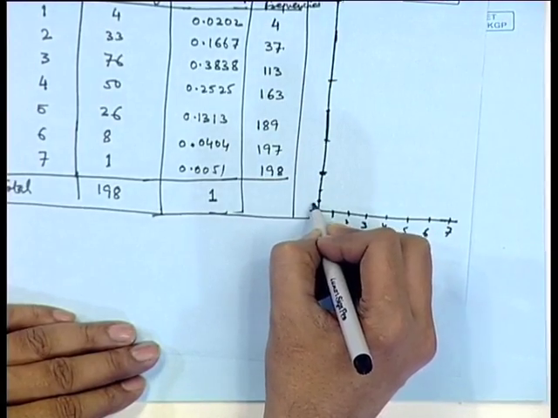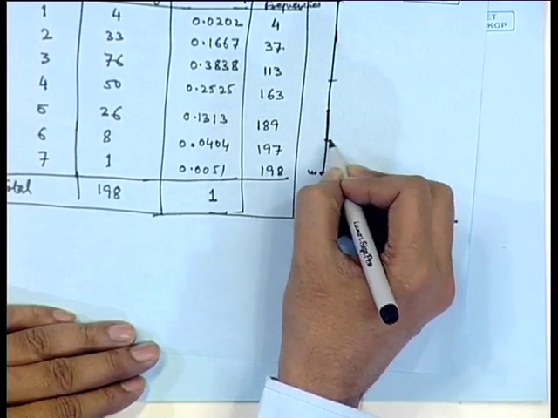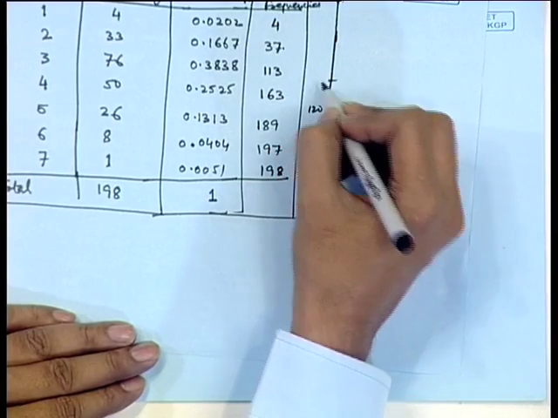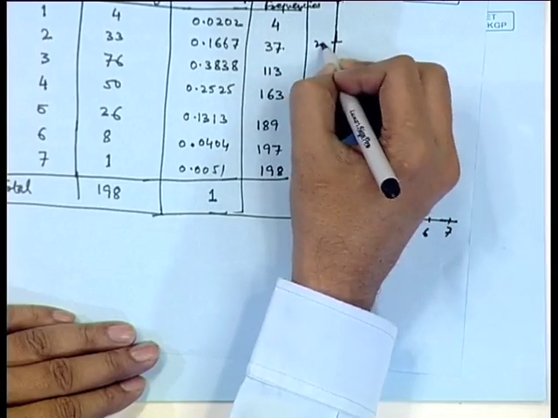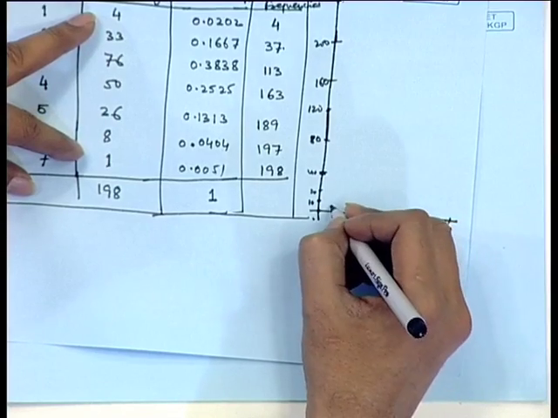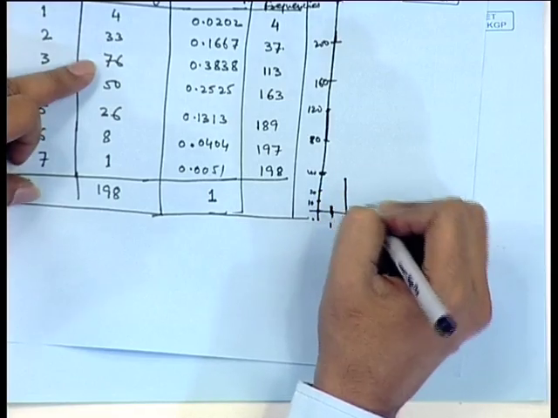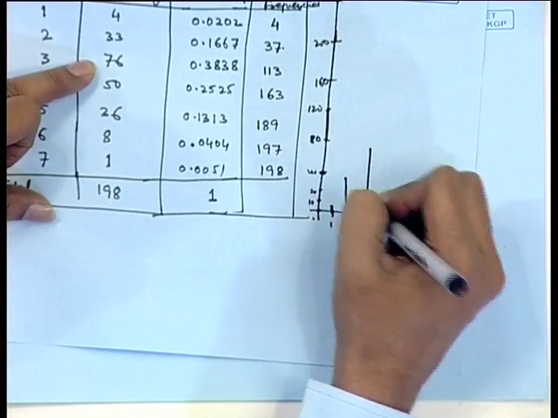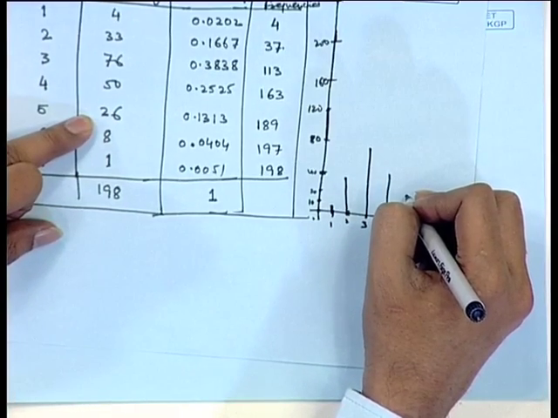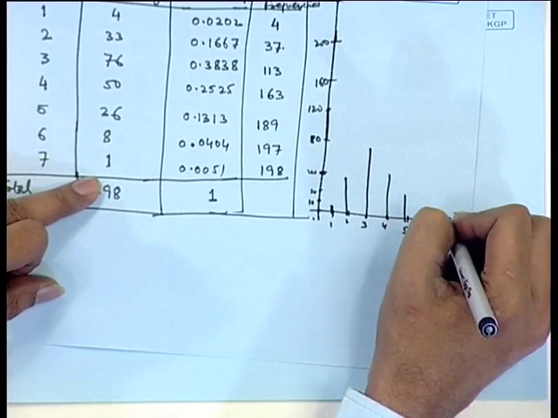So, in place of this I can make this as 10 say, then 20, then 40, then 80, then 120, 160 and 200. Now, you see the numbers that we are going to present here: 4 will come somewhere here, then 33 will be coming up to this height, then 76 up to this height, 50 up to this height, 26 up to this height, 8 up to this height and 1 is this one.